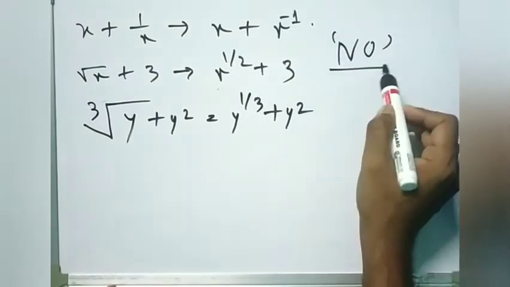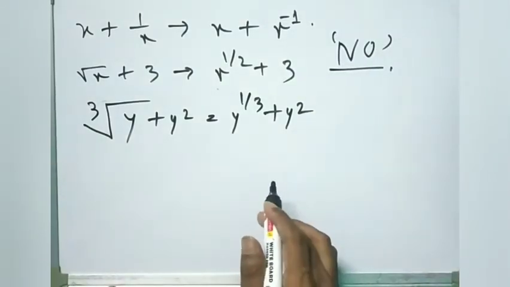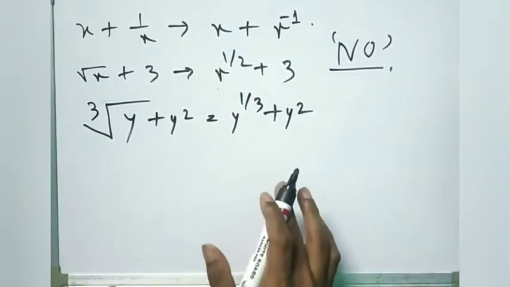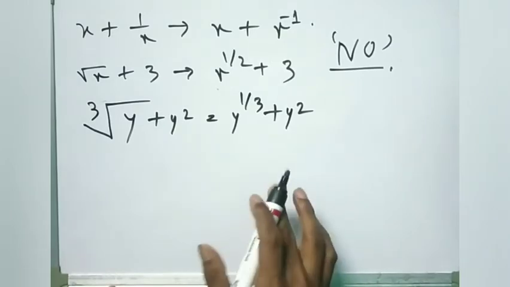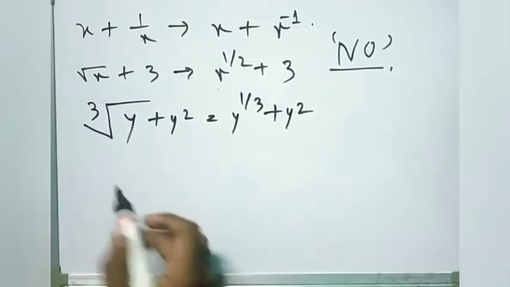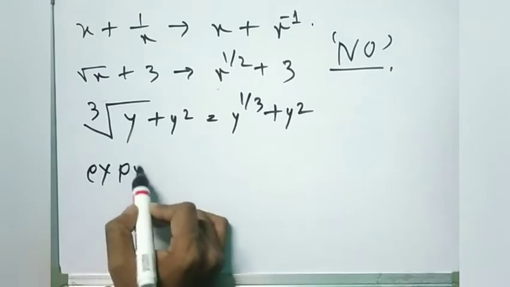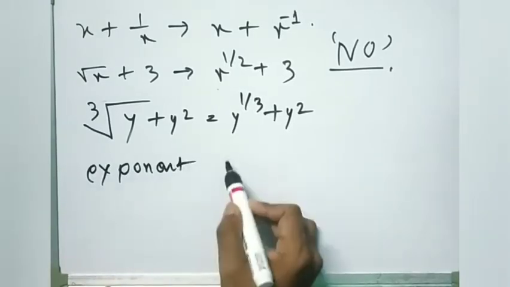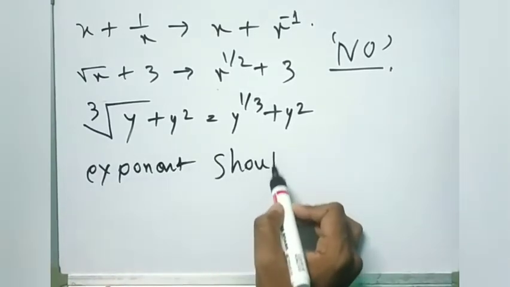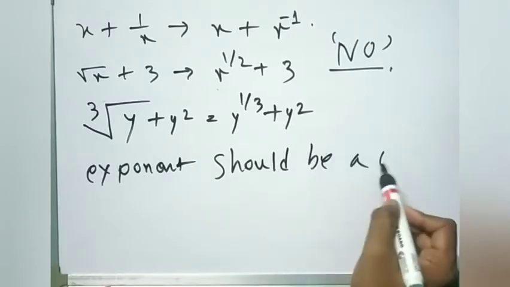Why? Because the definition of a polynomial says that the exponent should be a whole number.